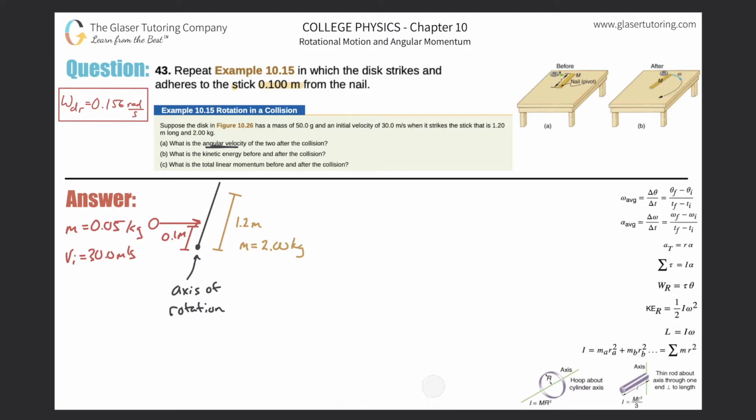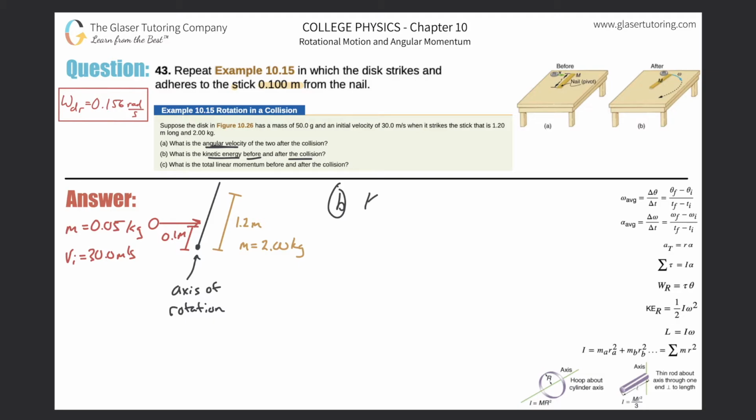All right, so now letter B. I'll change the color, why not? Letter B. So now it says, what is the kinetic energy before and after the collision? All right, this one isn't bad. So before the collision happens, we look at this as everything is purely linear, right? I mean, there's no kinetic energy for the rod. It's not rotating or moving linearly. And the only thing that's happening is this disk is moving linearly.